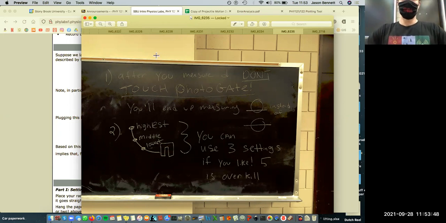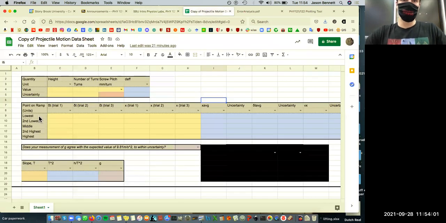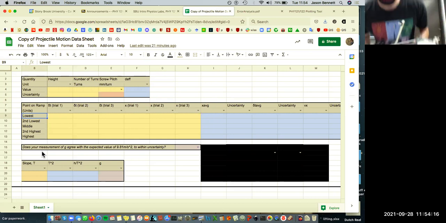Another thing that hopefully makes things easier for you today: throughout the lab manual and the Google Sheet, you'll see that it asks you to do the point on the ramp: lowest, second lowest, middle, highest. What that means is taking the paperclip and moving it to different heights.